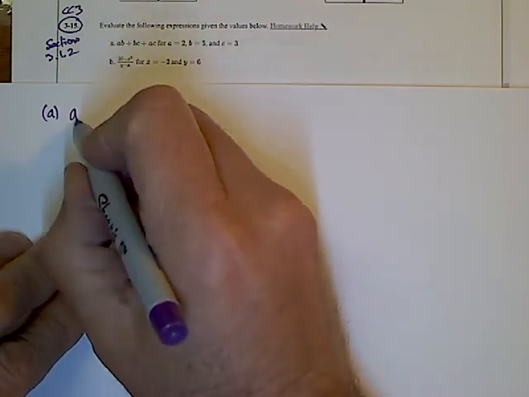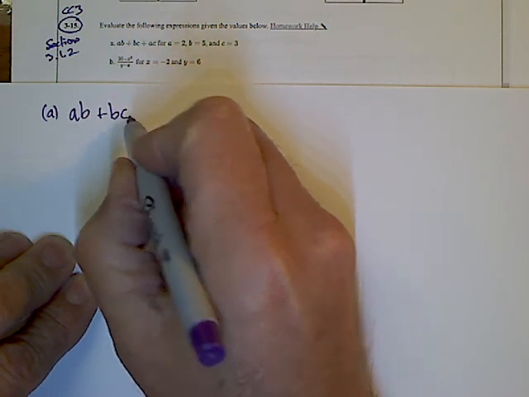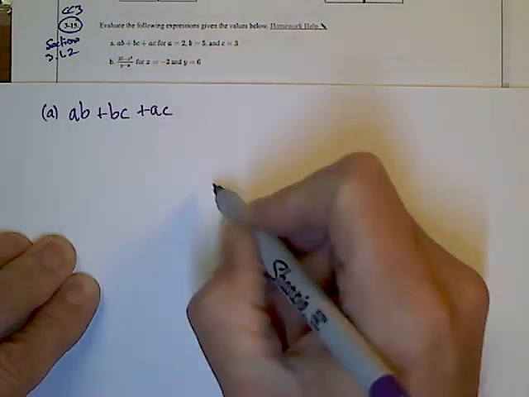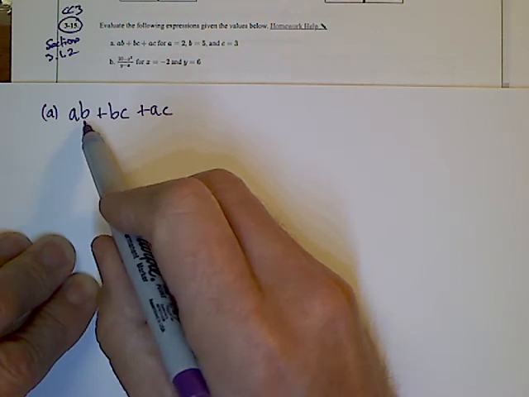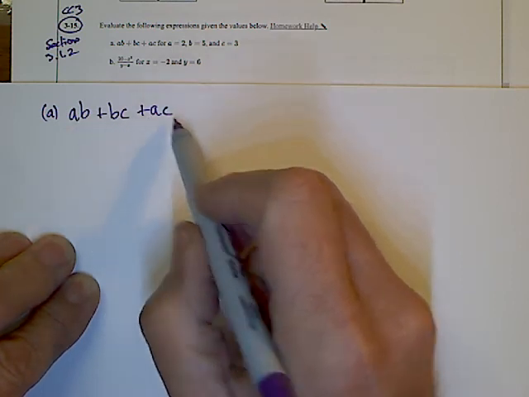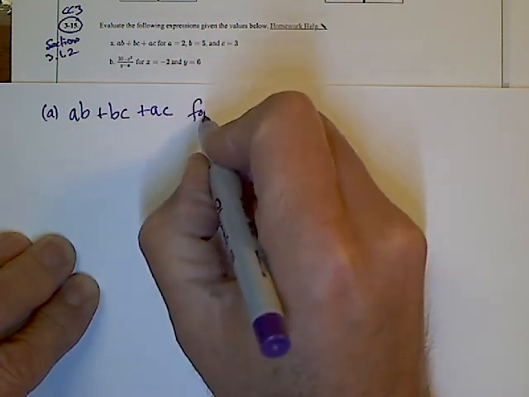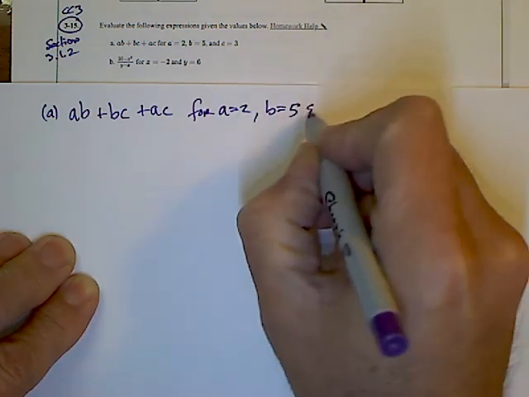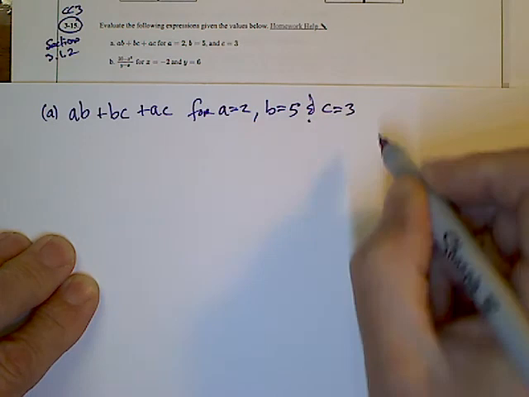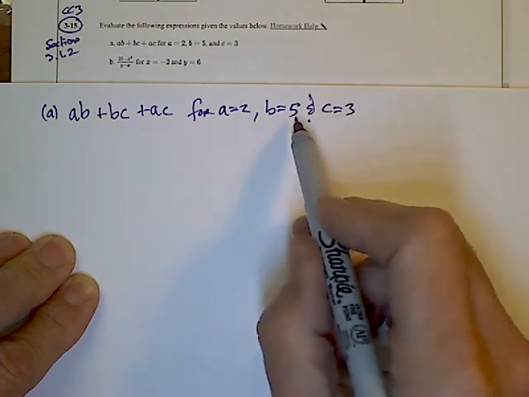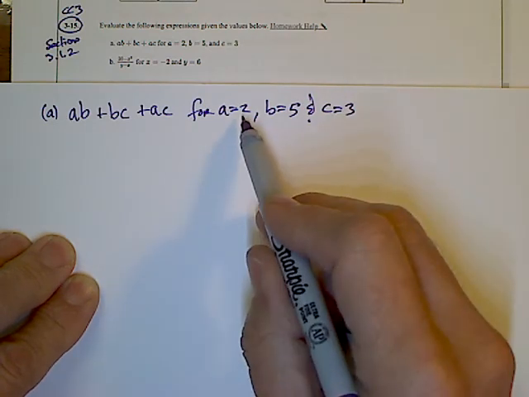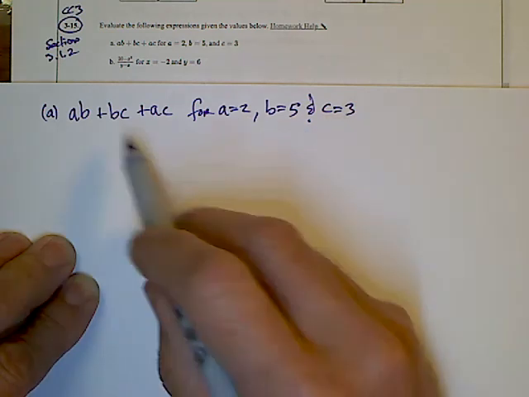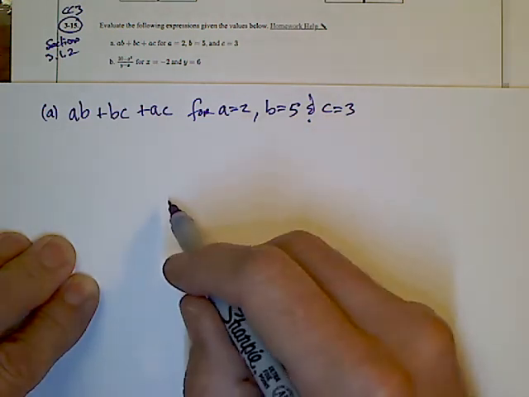So I have an expression AB plus BC plus AC. So it's A times B plus B times C plus A times C. And they want us to evaluate it for A equals 2, B equals 5, and C equals 3. So that means take those values, 2, 5, and 3, and plug them into the appropriate variables.